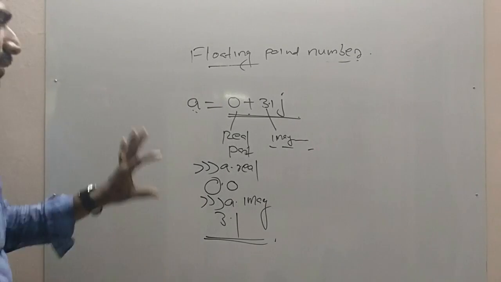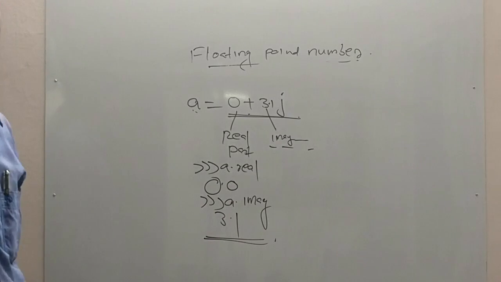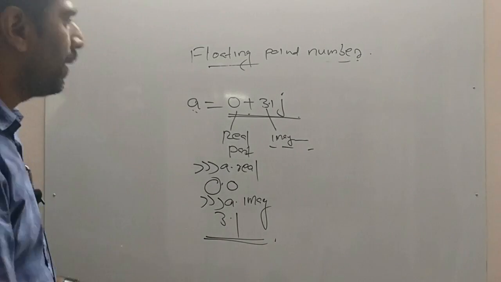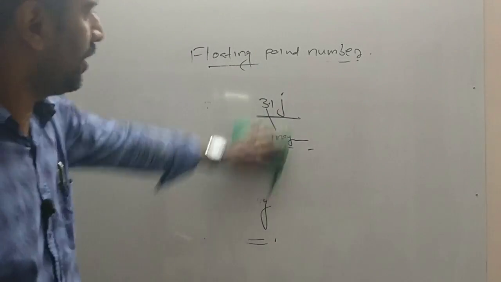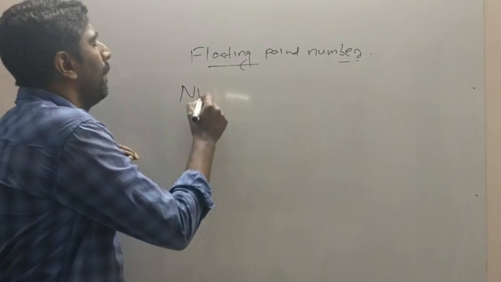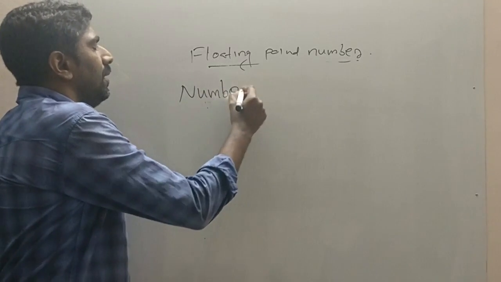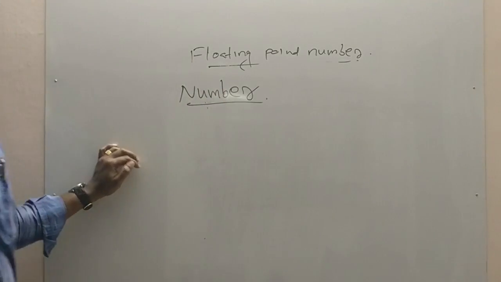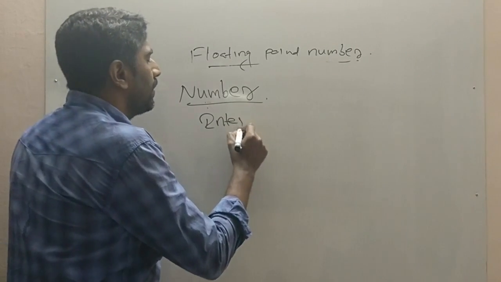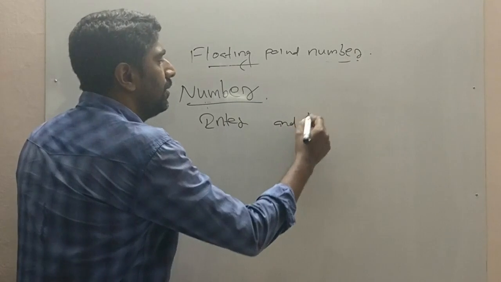So these are the numeric data types used in Python. Let's revise. The numeric data type is number, right? That is the first one we discussed, the number data type. Under this data type, there are two categories. What are they? Integer and Boolean.